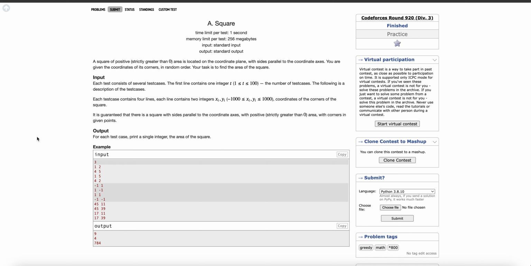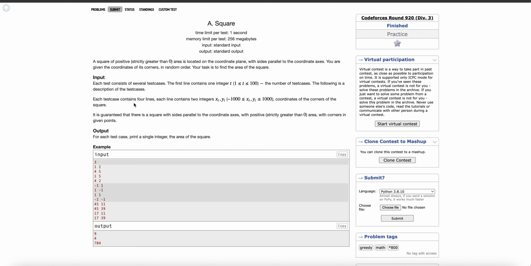Today we will be looking at the 192A problem from the Codeforces website. So the question goes something like this. You are given a square of positive area which is located on the coordinate plane. Its sides are parallel to the coordinate axes and you are given the coordinates of its corners. The order is random. Your task is to find the area of the square.